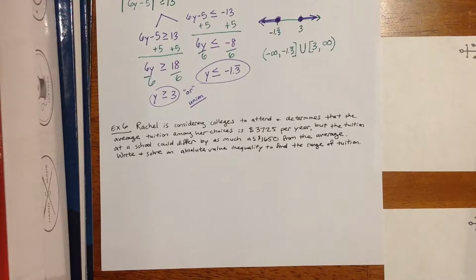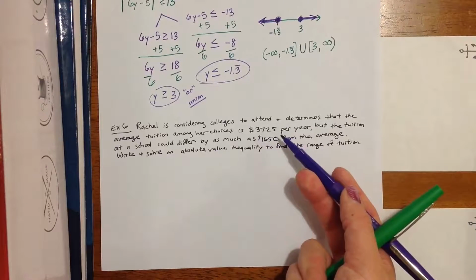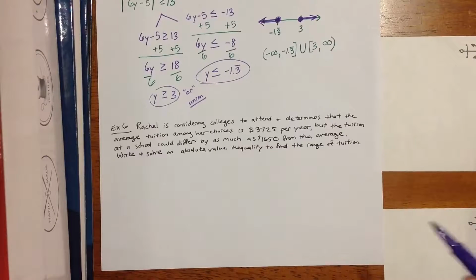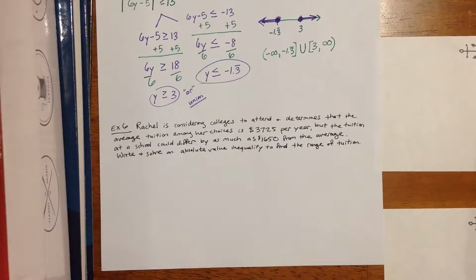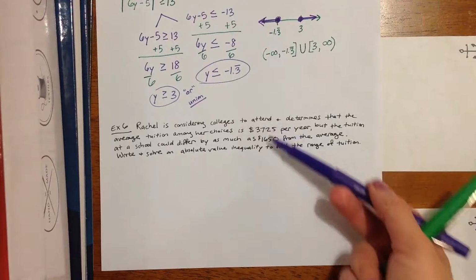Now, we know that this could be solved a lot easier. You just take the 3,725, add and subtract 1,650. But I want to show you a technique to use to solve inequalities like this, just in case it's a more complicated situation if there's more than just single numbers involved.